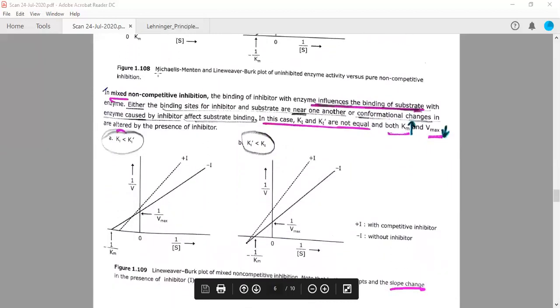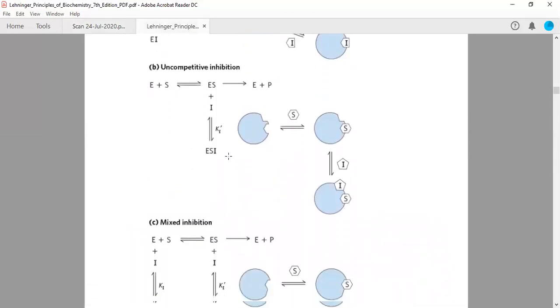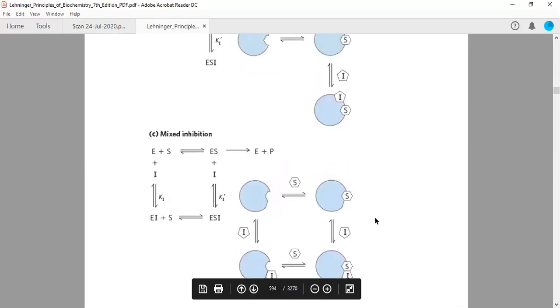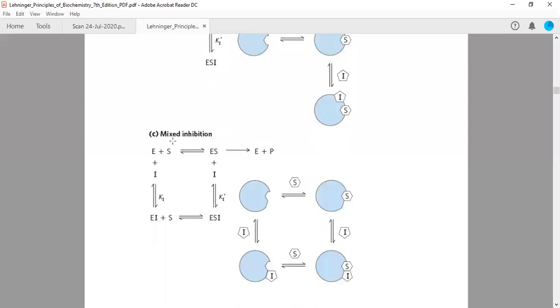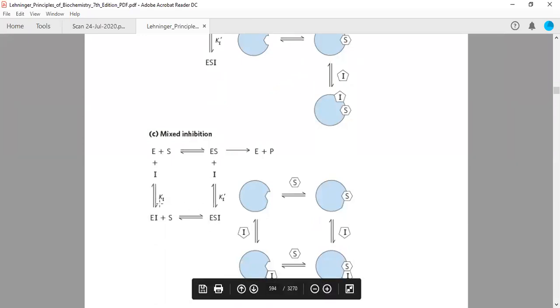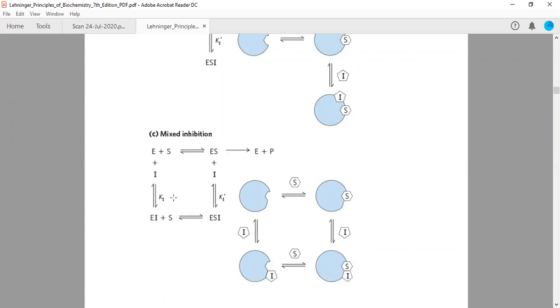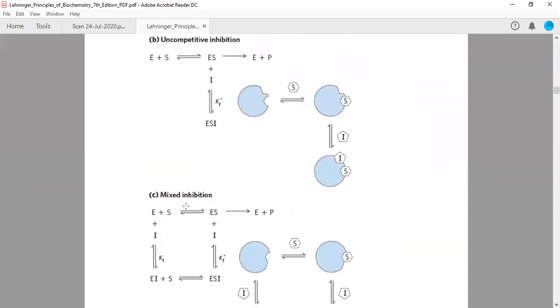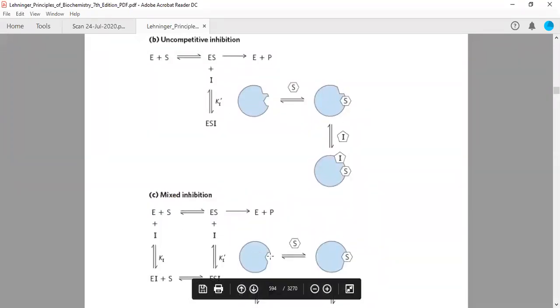One more diagram you can find from Lehninger. It is better represented here. In the case of mixed non-competitive inhibition, these are the possible reactions which can happen. This enzyme inhibitor complex, when bound with the substrate, can also be converted into the enzyme substrate inhibitor complex, that is the ternary complex. And this Ki will not be equal to Ki dash. Both the rate constants are not equal, whereas in the pure non-competitive inhibition, they were equal and they did not influence the substrate binding.